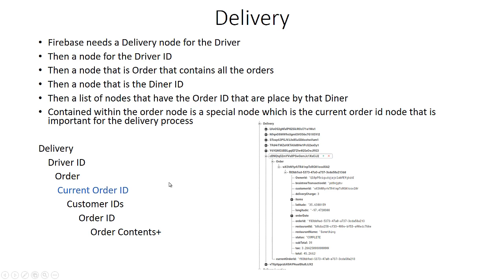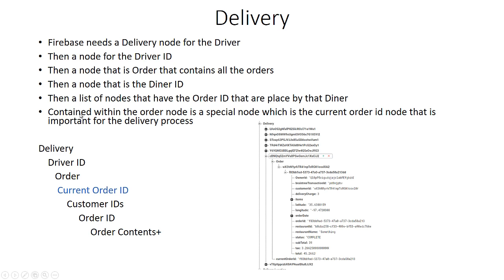The next step is the delivery one, which is a little bit more complex. Firebase needs a delivery node for the driver. Then there needs to be a node for the driver ID, and then a node that is the order that contains all the orders. So there's this order node right here that contains all the orders for that driver. Then there needs to be a diner ID, so that the driver can have many orders from different diners within their order table. And then a list of nodes that have the order ID that are placed by that diner.